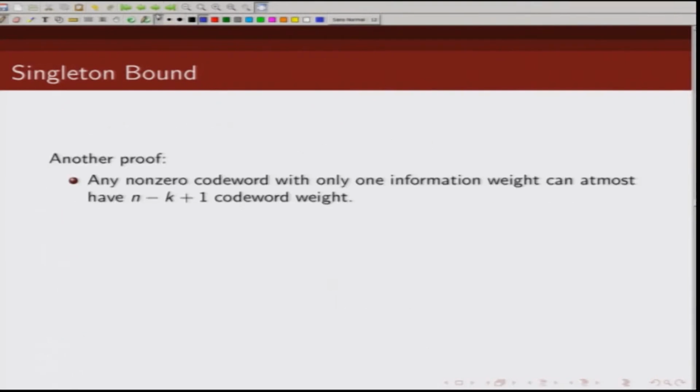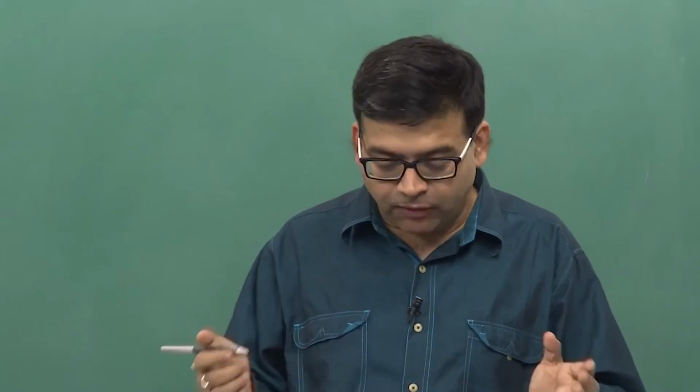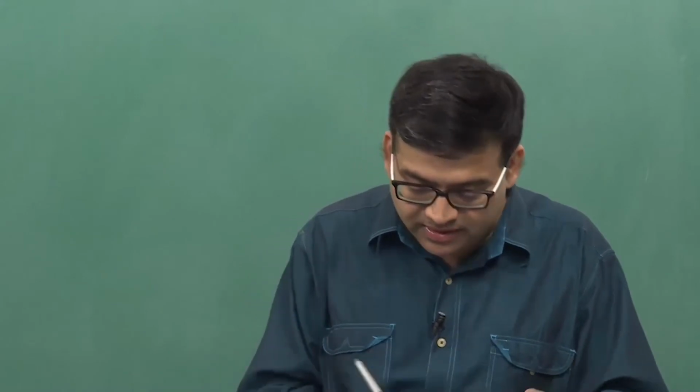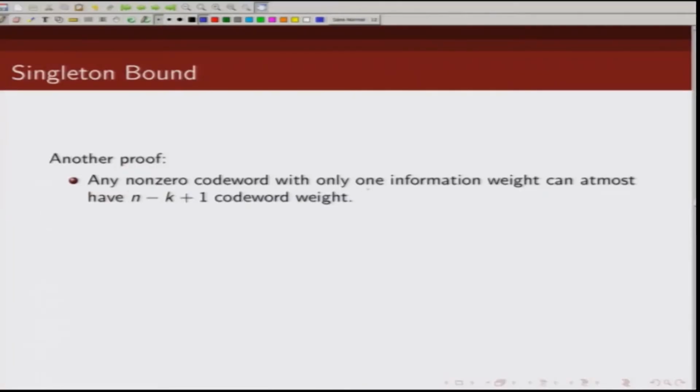Now, the same thing we can prove in a different way. I will just give you an alternative proof of the same result. So, what is the minimum weight non-zero information sequence? If we consider the minimum weight information sequence, that would be weight 1, right. So, the minimum non-zero information sequence weight is weight 1, right.